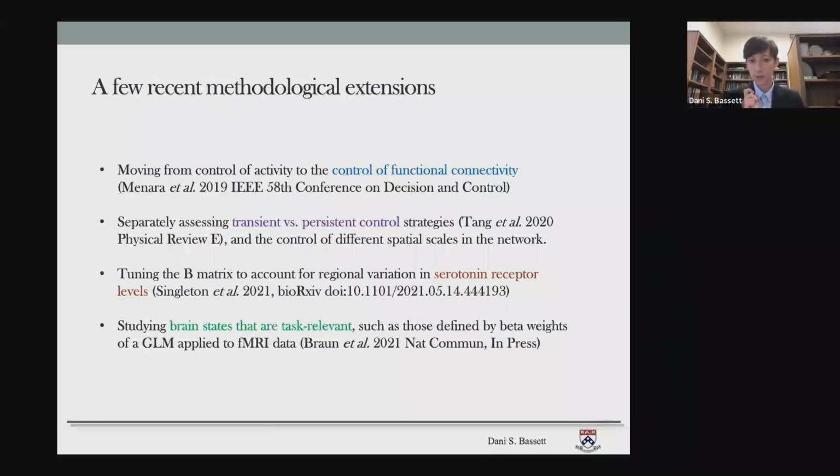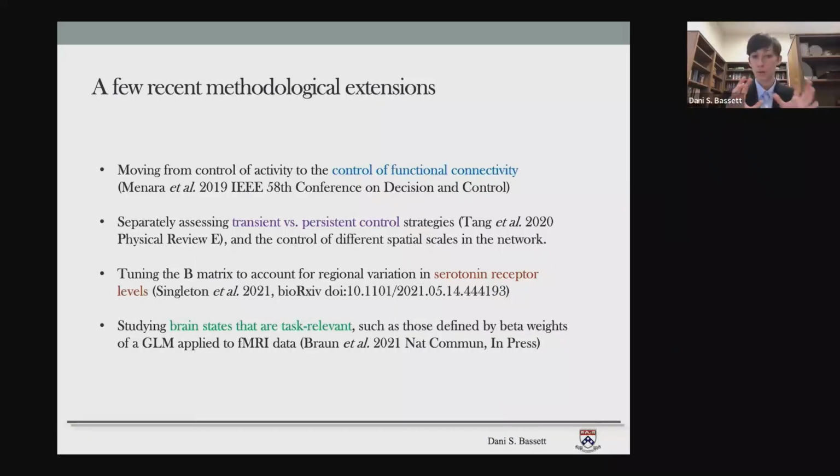Now, before closing, I wanted to mention a few recent methodological extensions that I'm particularly excited about in this space. One is moving from the control of activity to the control of functional connectivity. So not just can we push the brain into a particular state of activation, but can it be pushed, and is it pushed, toward a particular state of functional connectivity? Secondly, we can separately assess transient control strategies, which are very swift and short over short timescales, versus persistent control strategies, ones that have to extend over long time periods.